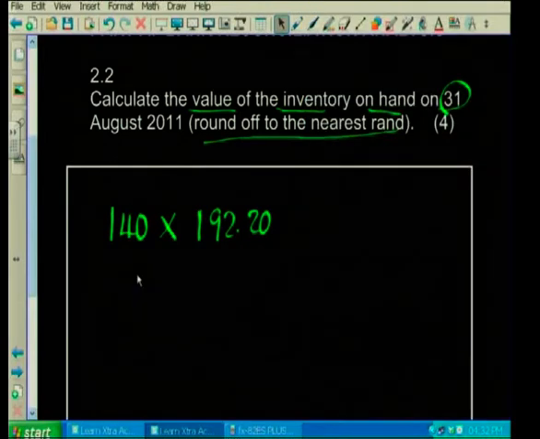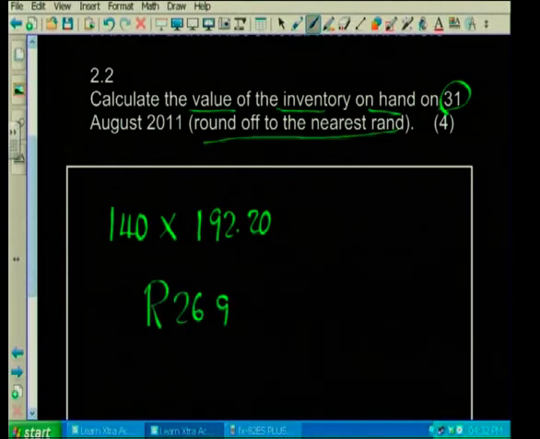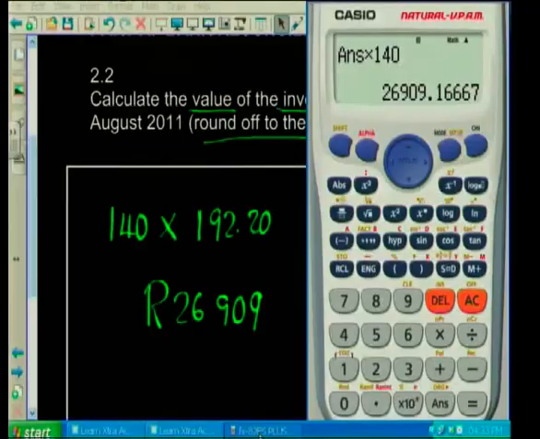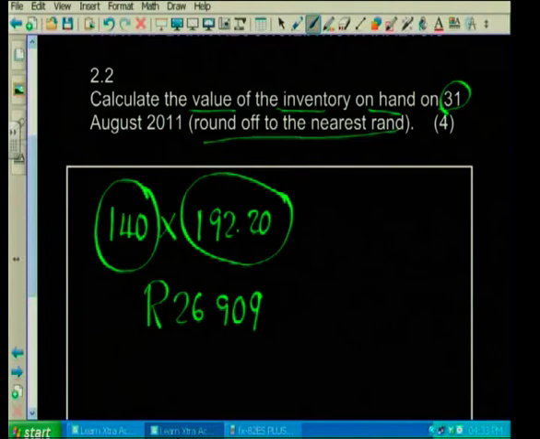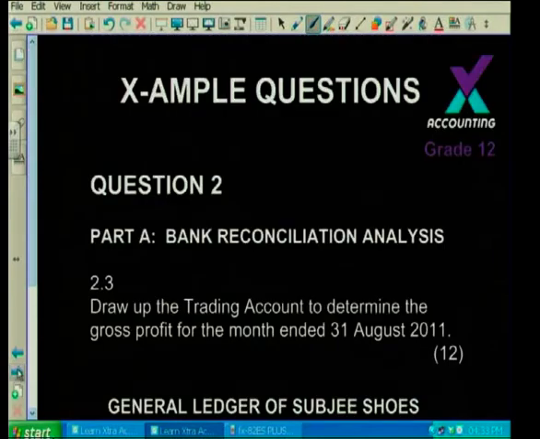So my answer here is 26909. Obviously, when the rounding takes place, if you look at your calculator, you find that it's 26909.16. Again, if you put 26909.16, it definitely won't be marked wrong. What you need to know is that the value of shoes is the quantity of shoes times the weighted average that you calculated. Right, let's go on to the next part of this question.